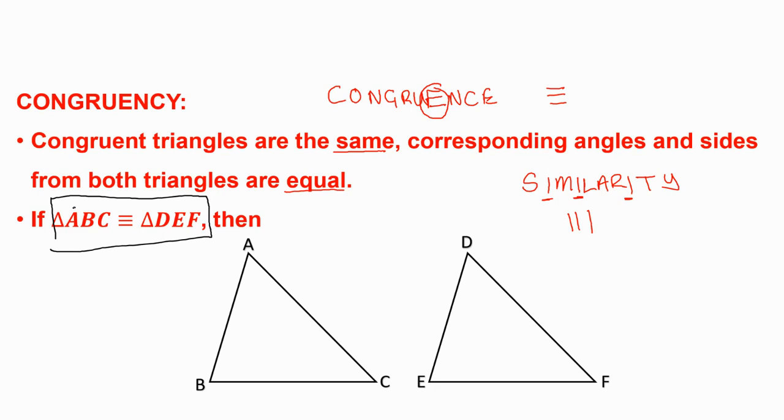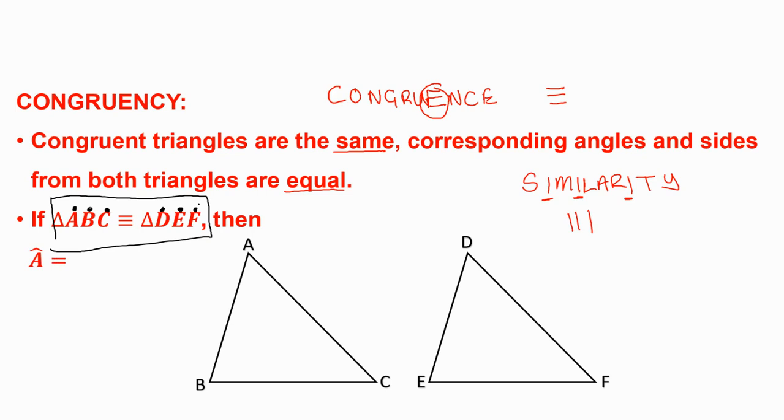It means angle A is equal to angle D. You see that? It means angle B is equal to angle E. It means that angle C is equal to angle F. That's what it means. Okay, so the order at which the vertices are written is very, very important.